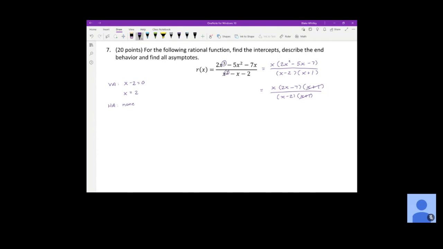Now, what does that mean we're going to check for then? Slant. Good. So we got to find a slant asymptote this time because the numerator's degree is exactly 1 bigger than the denominator. How do we find slant asymptotes?